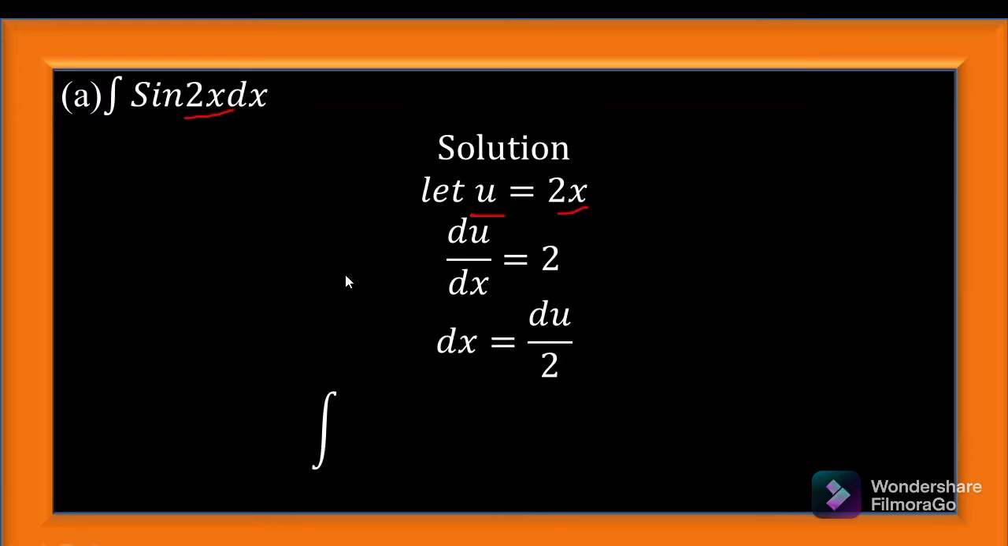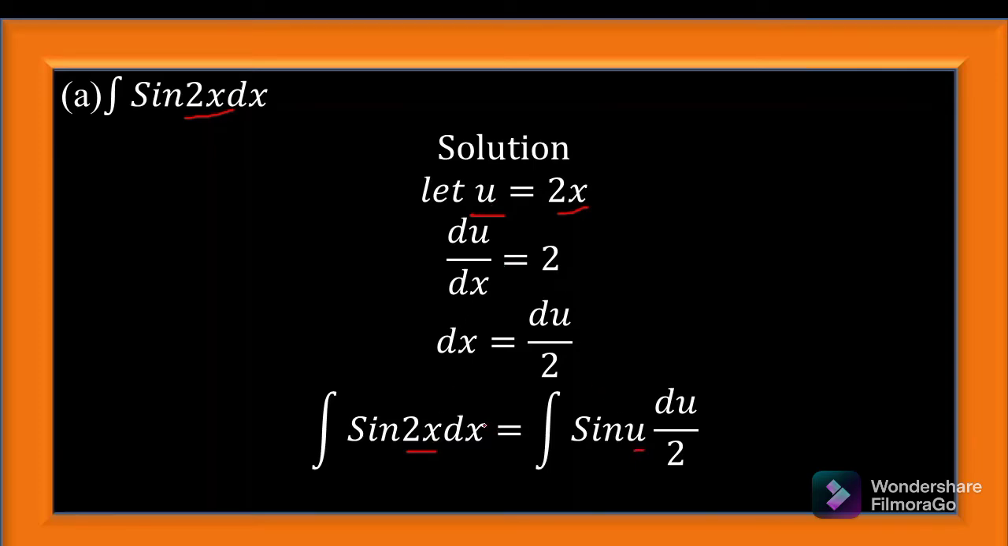Now after realizing that our dx is du divided by 2, we shall now have the whole of that integral, which is the integral of sine 2x dx, giving us the integral of sine u du over 2. What has happened here is basically this. The 2x, we already called it u. That is why I have sine u now. The dx, we already made the subject, and we came up with du over 2. And that is why we have du over 2 at this point.